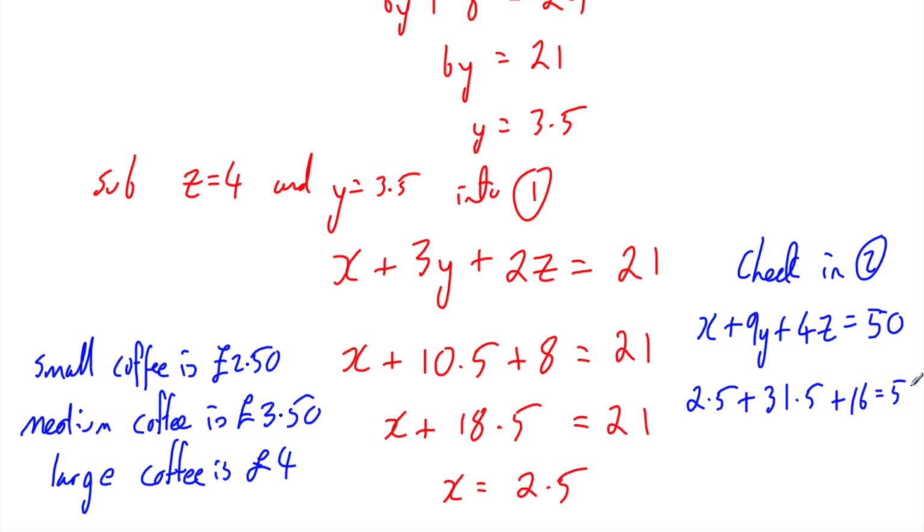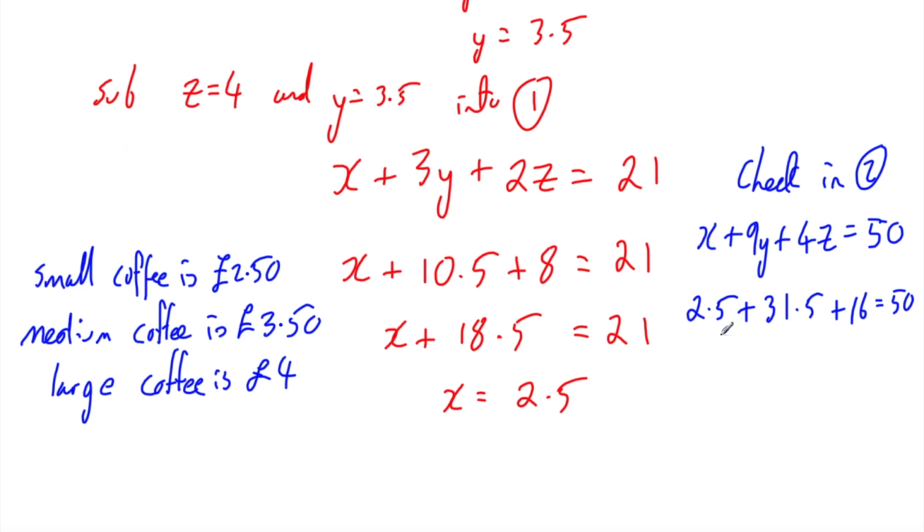And the question is, is that equal to 50? So 2.5 plus 31.5 is equal to 34. Plus 16, and is that equal to 50? Well, 34 plus 16 is 50, so 50 equals 50, so that's right. So we know we're correct, and if you've got time to check it, then that's really useful.